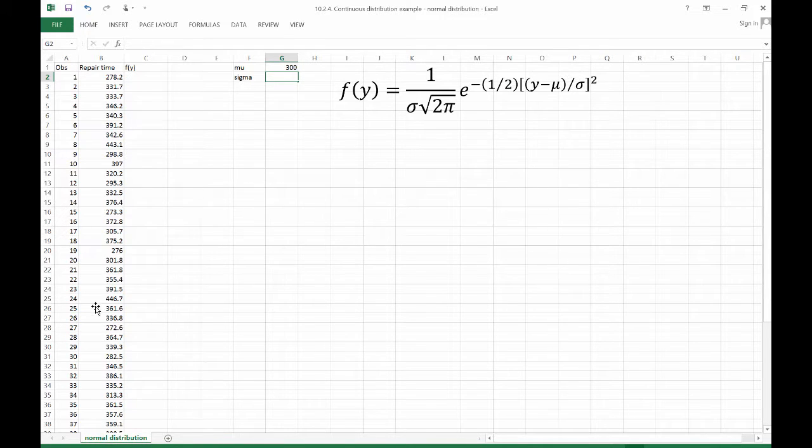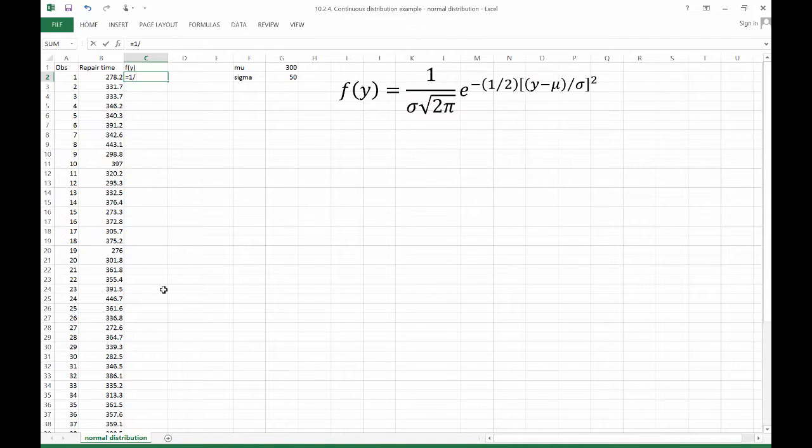And then for the standard deviation, let's just assume it's 50. By looking at these observations, we might be able to assume that 50 would be a good starting point for sigma. So now let's evaluate these observations. We're going to implement this function over here.